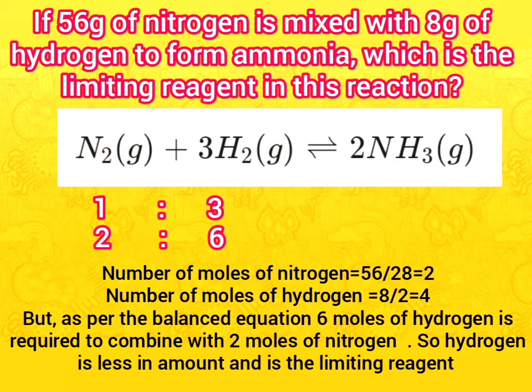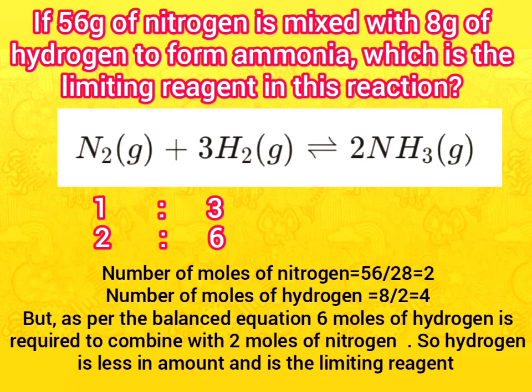The mass of nitrogen is 56 and the molar mass of nitrogen molecule is 28. So the number of moles of nitrogen is given by 56 divided by 28 and that is equal to 2. The mass of hydrogen is given as 8 and the molar mass of hydrogen molecule is 2. So the number of moles of hydrogen is given by 8 divided by 2 and that is equal to 4.